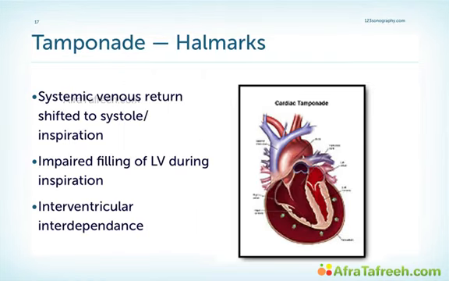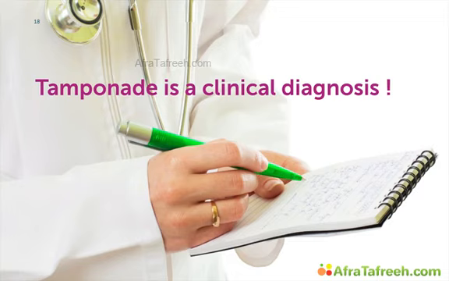So the hallmarks of tamponade are systemic venous return, which is shifted to systole during inspiration, impaired filling of the left ventricle during inspiration, and what we call interventricular interdependence, which means that one ventricle can only expand to the detriment of the other. The physiology of tamponade is quite complex, and we can demonstrate many of the features that we discussed now in theoretical terms also with echo.